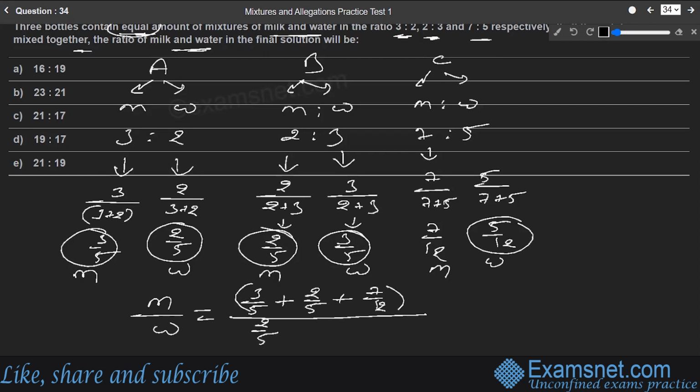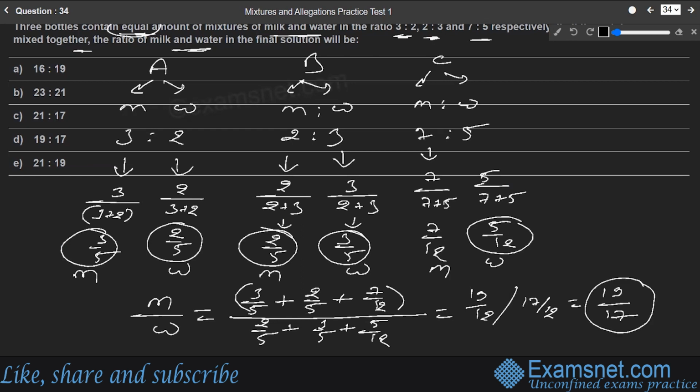2 by 5 is the first water part, 3 by 5 is the second water part, and 5 by 12 is the third water part. So if you add it together, this comes out to be ultimately 19 by 12 divided by 17 by 12. If you solve this further, this comes out to be 19 by 17. So that should be the ratio between milk and water in the resultant mixture, that is 19:17, which is available in option number D, and that is the right answer.